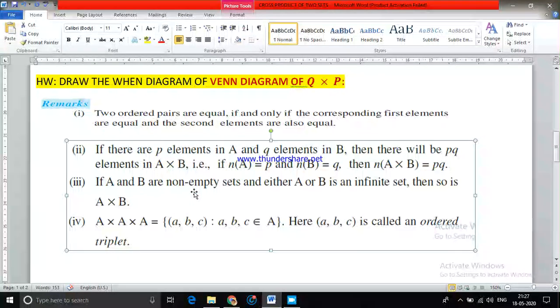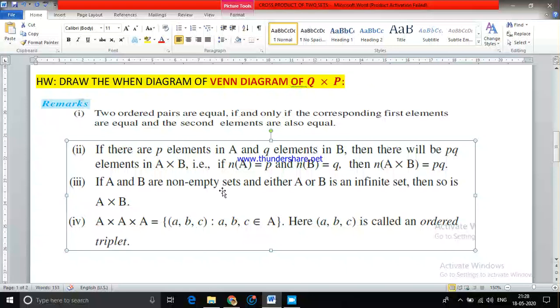Now the third one is, if A and B are non-empty sets, so they have at least one element, and either A or B is infinite, so one of the sets or maybe both the sets are infinite, then A cross B will also be an infinite set. That you can understand very clearly.